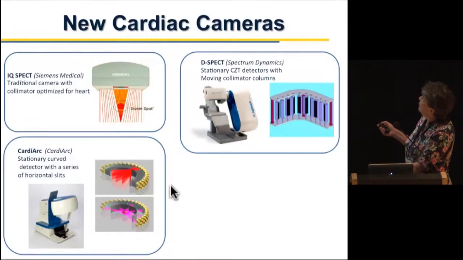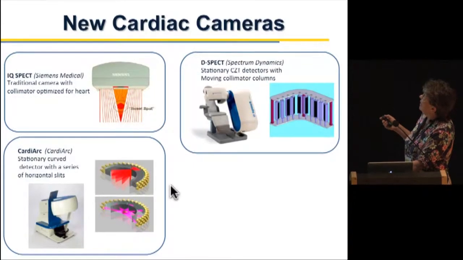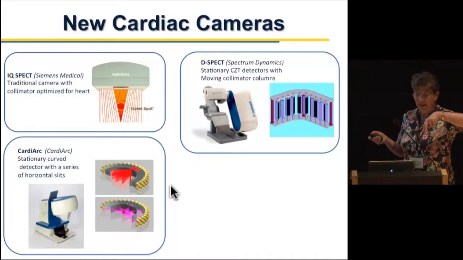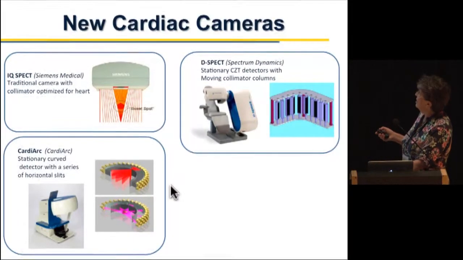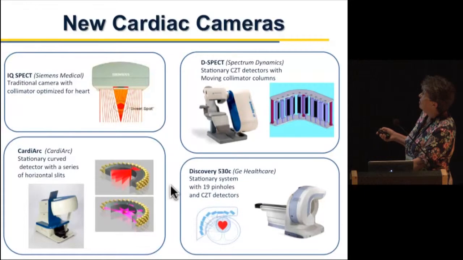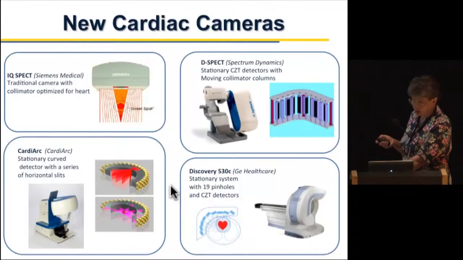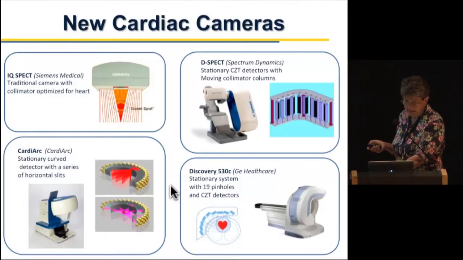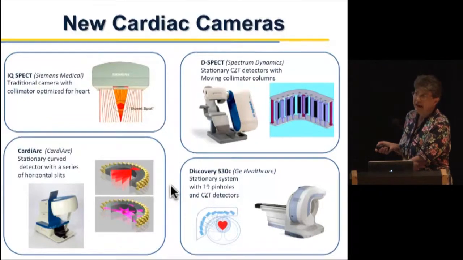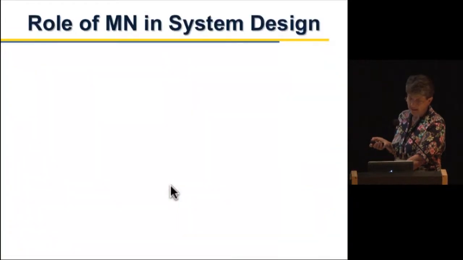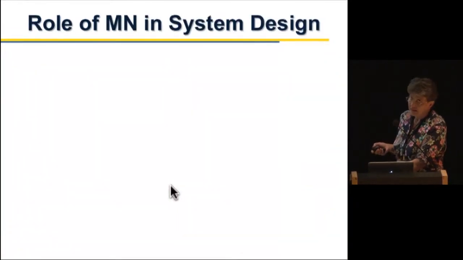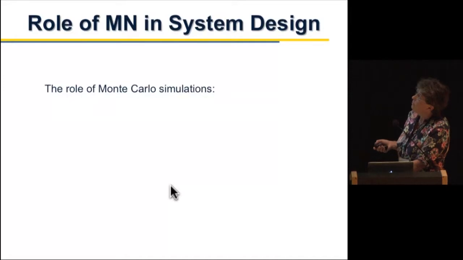This is another system where a row of several CZT detectors with parallel collimators are flipping back and forth to get many angles of imaging. And the last system is the Discovery 530c. This is GE Healthcare, and actually the next talk will be about this system. All these systems, both traditional and new, have been extensively tested by Monte Carlo.